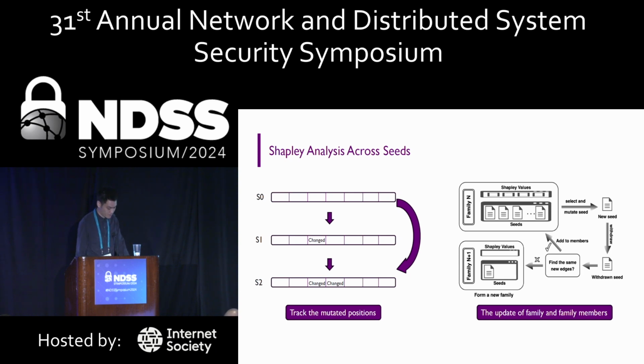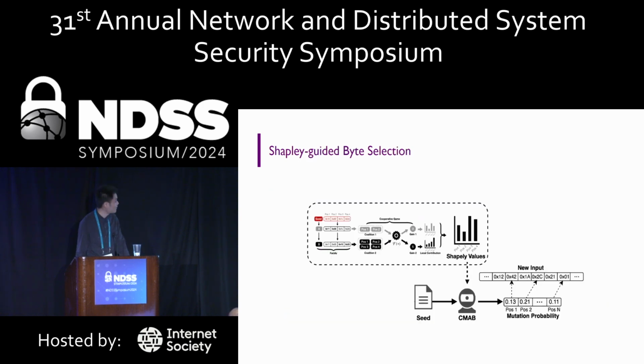The left figure represents our tracking of which bytes are mutating, and the right figure illustrates how we dynamically maintain the family during the fuzzing process. All seeds within the family share the Shapley value, so we do not need to repeatedly calculate the Shapley value. So far, we have modeled byte mutation as a calculation process of Shapley value. Thus, during the fuzzing process, we can obtain the Shapley value of each byte in the seed family.